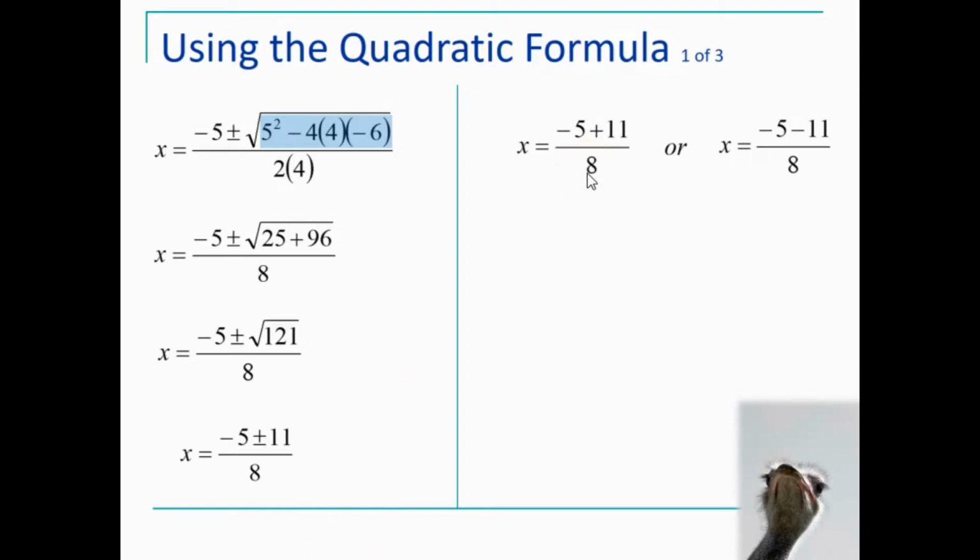Solving then for the variable, we can add in the numerator, giving us 6 over 8, and reducing results in x equal to 3/4. In the other solution, -5 minus 11 results in -16 over the denominator of 8, which reduces to x equal to -2, giving us the two solutions for the quadratic equation.